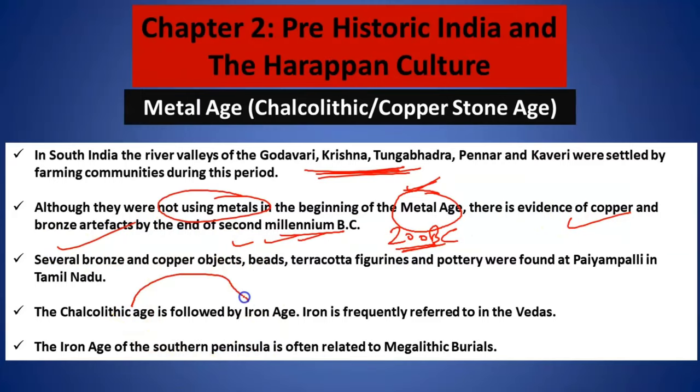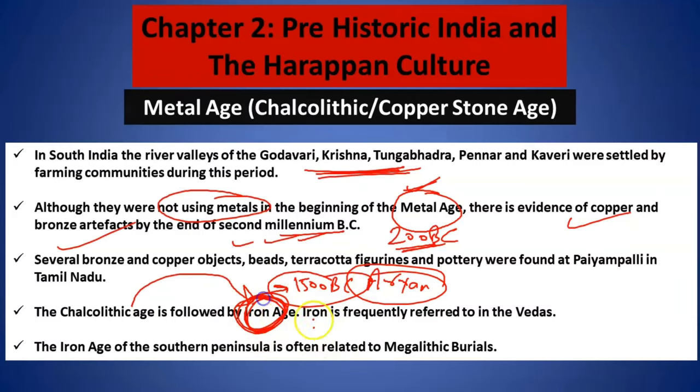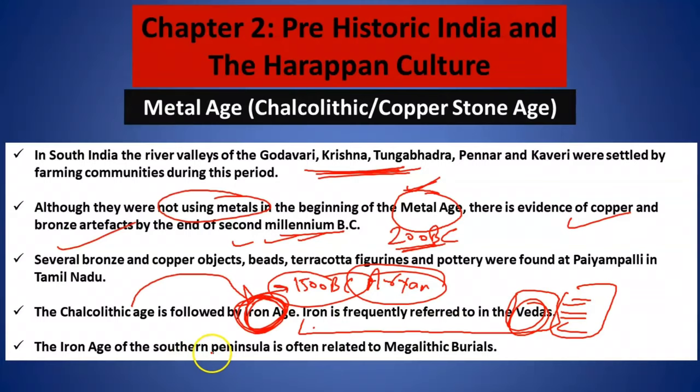Now, this age was followed by the Iron Age. The Iron Age is somewhere around 1500 BC, when the Aryans entered India and started staying in India. Now, how do we know that iron was used? Because it is frequently referred to in the Vedas, for which we have written records. The iron was also frequently used in megalithic burials. Mega means big and lithic means stone.